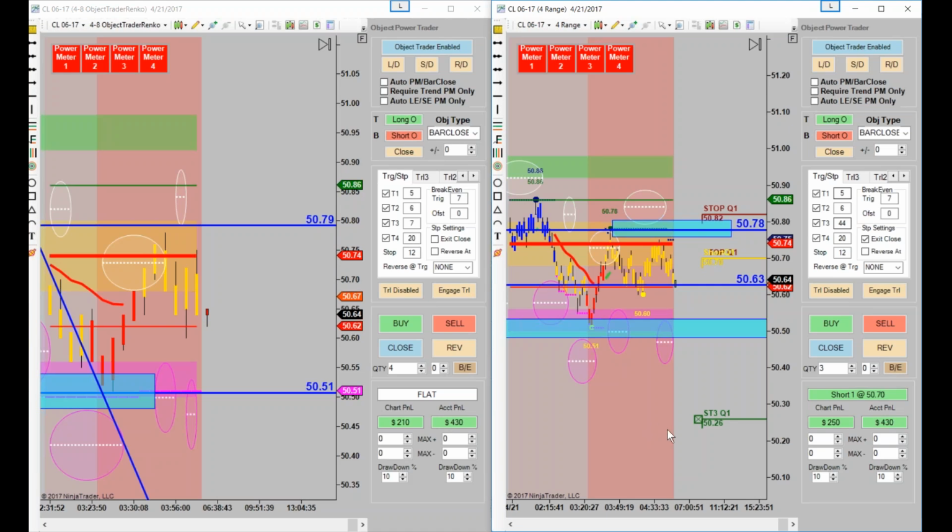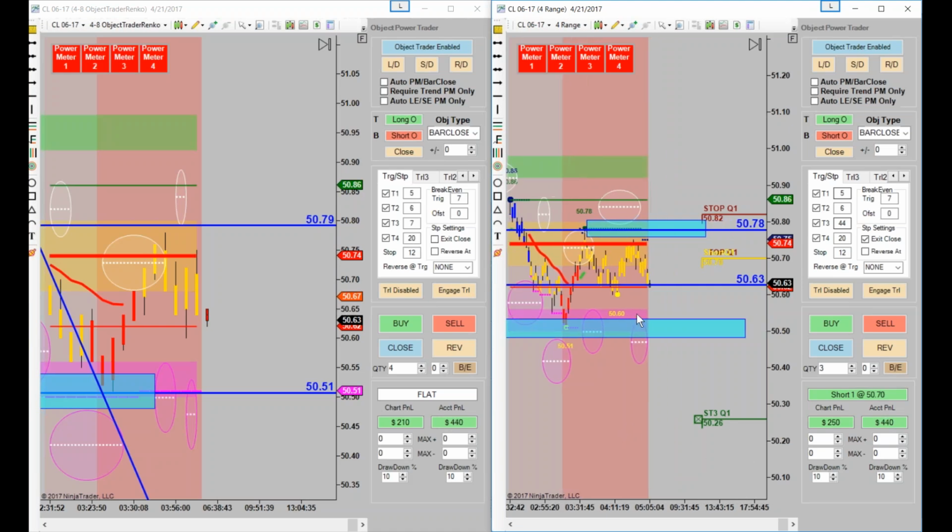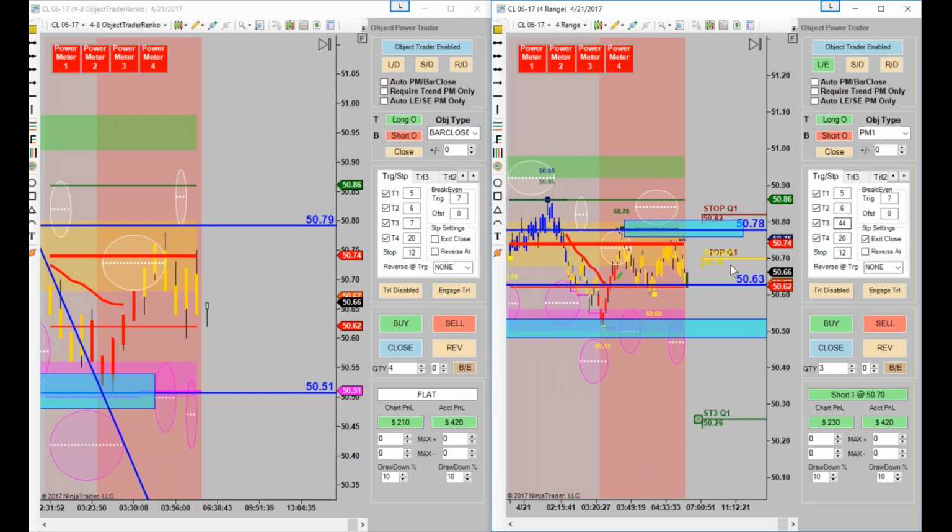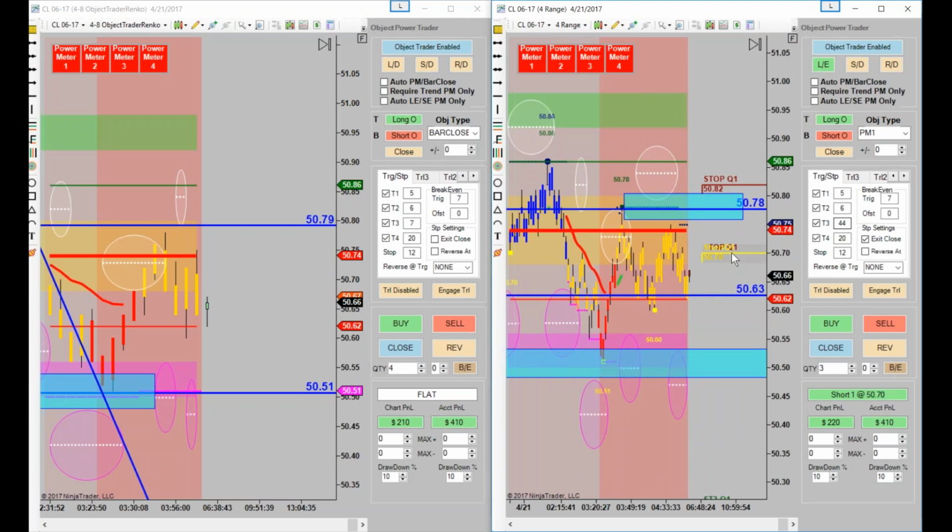Now, you can also, let's say, for instance, we're in a sideways chop now and we've already gotten 2 targets. We can also put on power meter to get out of this trade. For instance, if it doesn't take out these lows and bounces, you could just turn on power meter to the long side, or it'll go to break even either way. See our break even's right there.